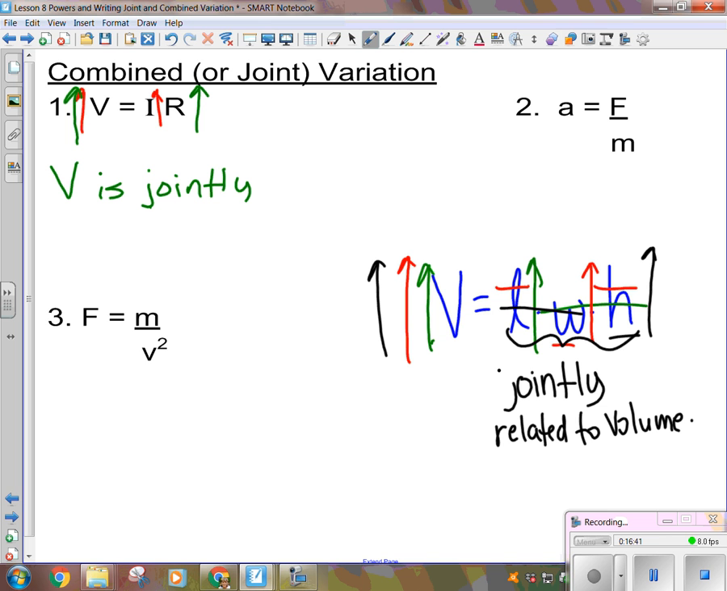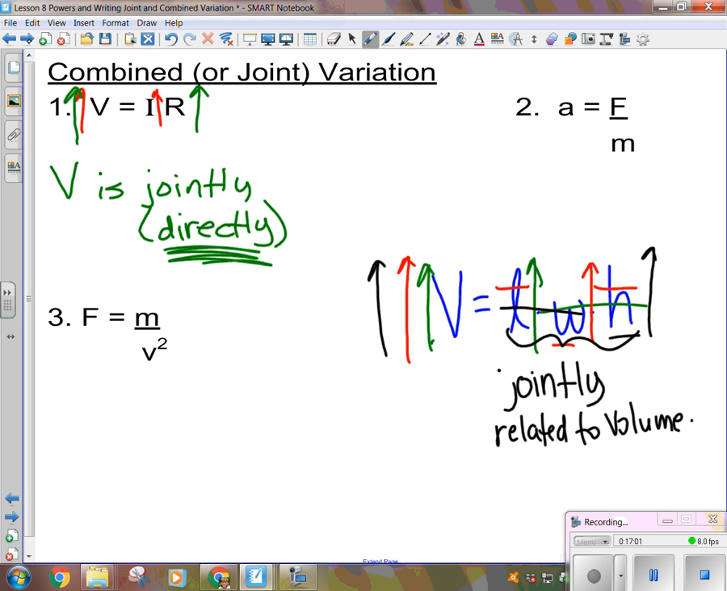Sometimes that word jointly is also a code word for guess what? Write that down on your paper. Jointly means directly. Jointly means directly. Okay? Jointly means directly.